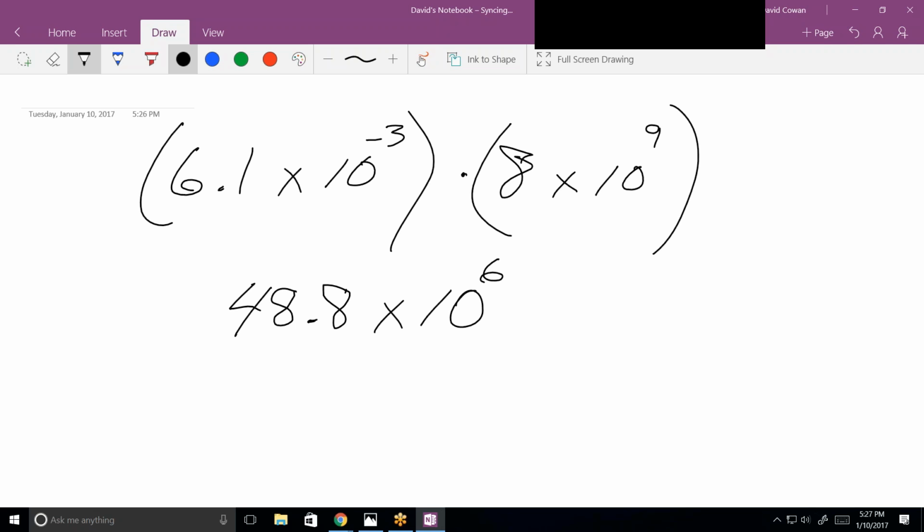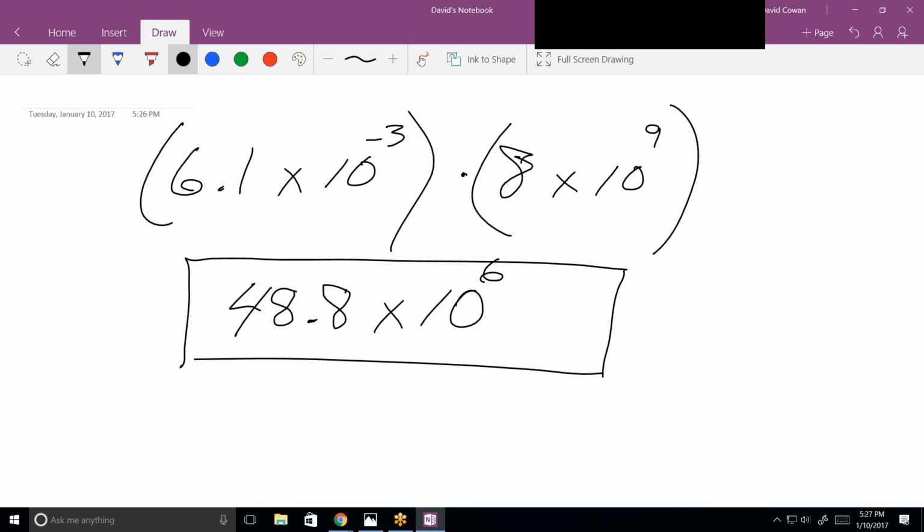Yeah, except that's not in scientific notation. So what do I have to do? You have to move the decimal to the left. And do what to the exponent? Right, just make it go up one. Right. So the final answer is 4.88 times 10 to the 7th.